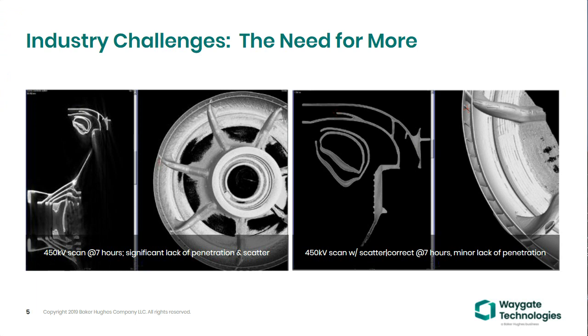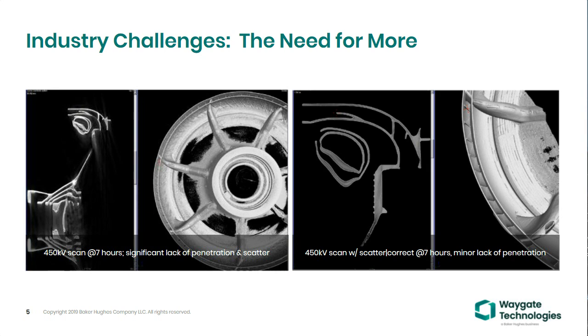So just to articulate that problem a little bit for those of you who haven't seen it yet, this is an example of an additive component. With current technology, a 450 kV scan, you can see on the left side that there is a significant lack of penetration. The scatter on the internal features is really not good enough for us to do what we need to do. We've tried it with scatter improving technologies, including our own scatter correct.